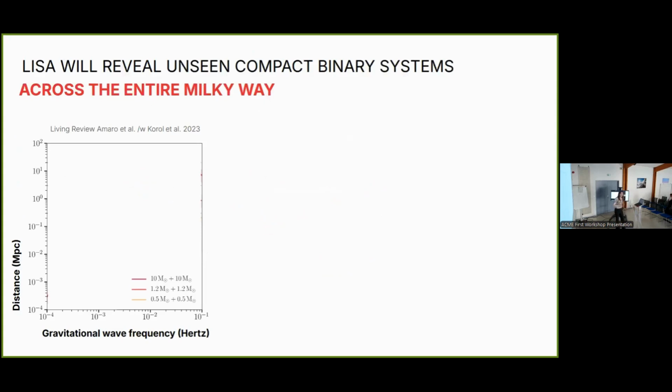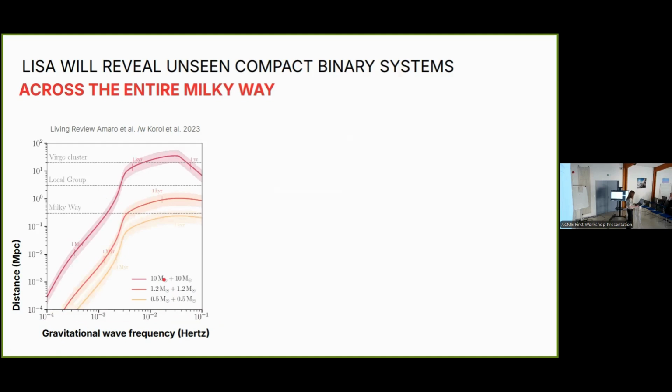And now let me show you some of my favorite plots to show you the potential of LISA as a survey for these binaries. So here I will show you the distance from us as a function of the gravitational wave frequency for three example binaries. The yellow signifies a double white dwarf, then the orange something like a double neutron star or so, and the red there is a binary black hole. And these are the horizon distances for these types of binaries.